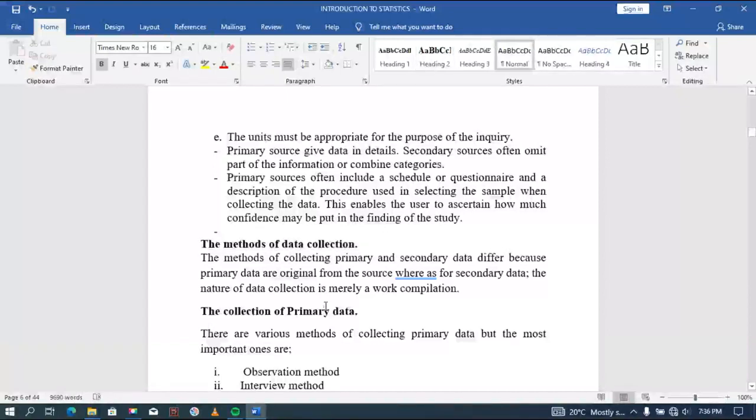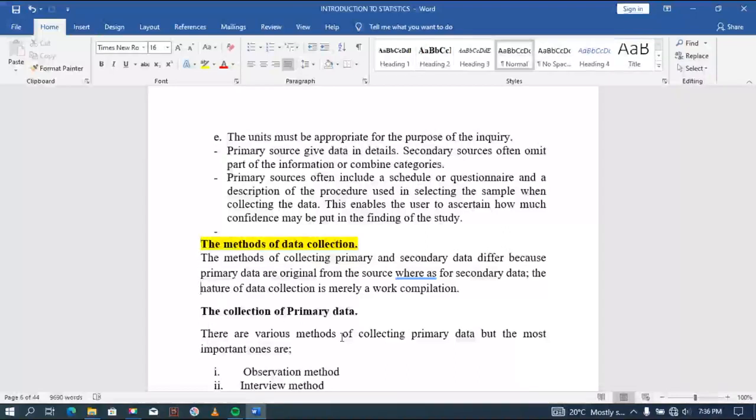Of course, we have several methods that we can employ when it comes to collecting primary data as well as secondary. The methods of collecting primary and secondary data differ because primary data are in original form from the source, whereas for secondary data, the nature of the data collection is merely a work of compilation. You compile from already existing data.